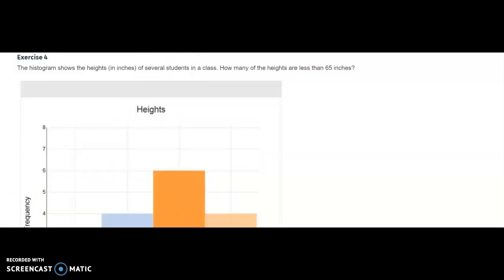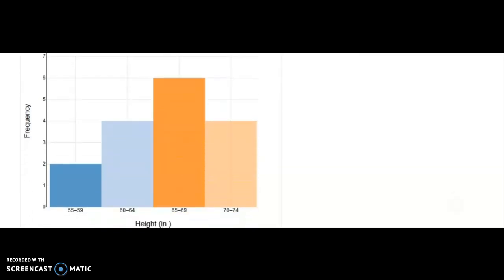This histogram shows the height in inches of several students in a class. How many of the heights are less than 65? We have to find 65, and then come over here and we see 4 and 2, and that's going to be 6.